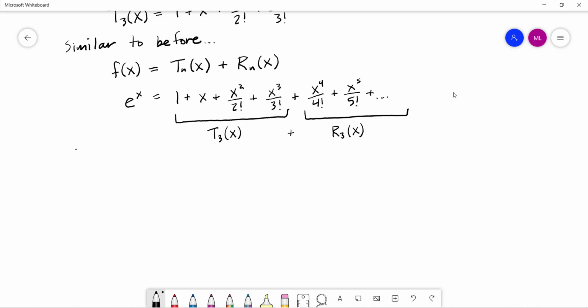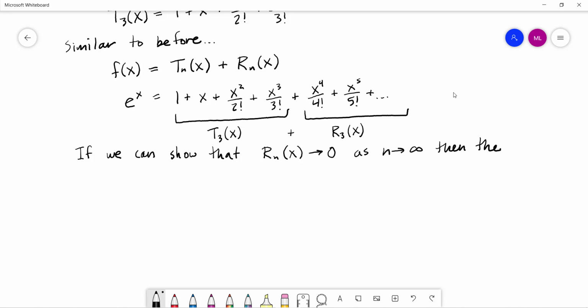If we can show that our r sub n of x goes to 0 as n goes to infinity, the remainder goes to 0 as n goes to infinity, then the series must converge.